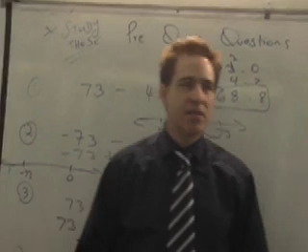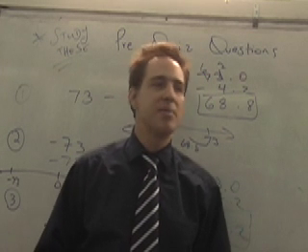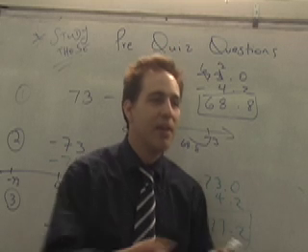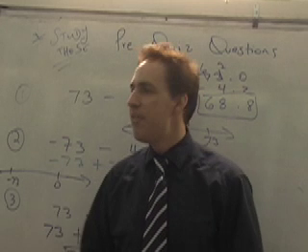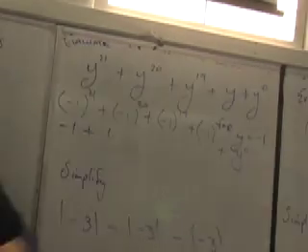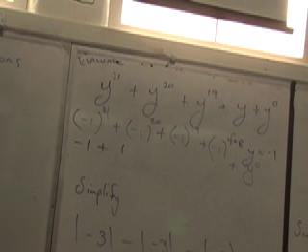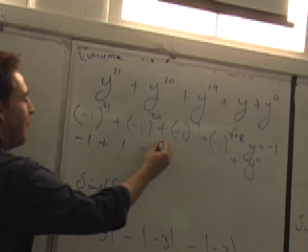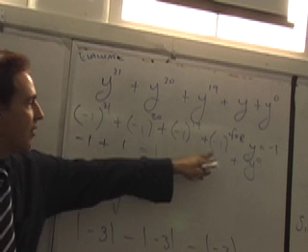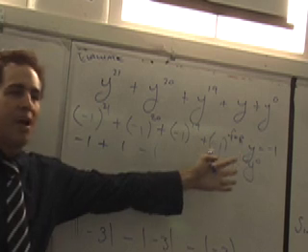Ready? One more time. -1 times -1 times -1 times -1 times -1 times -1 times -1. 7 times. Negative. Good. Everybody get that, Simon? Okay, good. One more. How about this? -1 to the 19th. Bernadette, what is that? -1. Good. If you had gotten that wrong, I would have gone crazy. Now, what about this? Just -1.